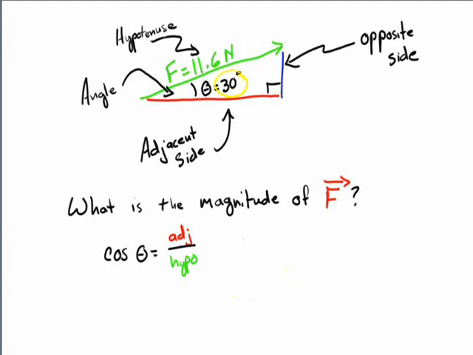Well, in this case, what's my angle? It's cosine of 30 degrees equals, do I know what the adjacent side is? No, so why don't I leave it? Do I know what the hypotenuse is? Sure. I have a number, it's 11.6.